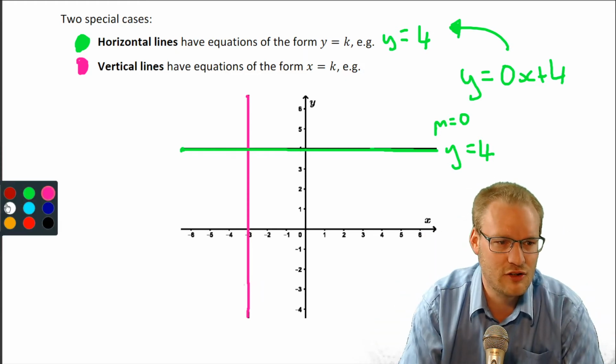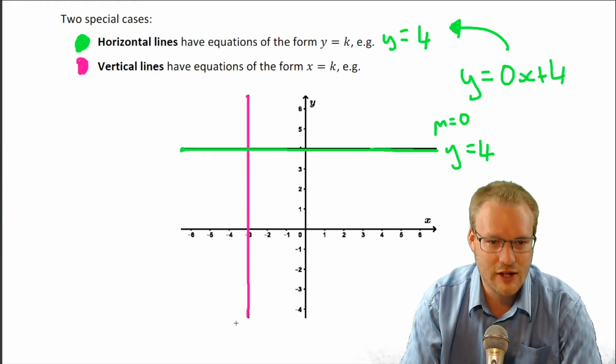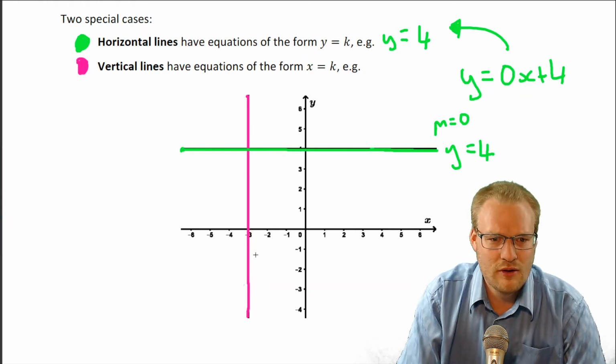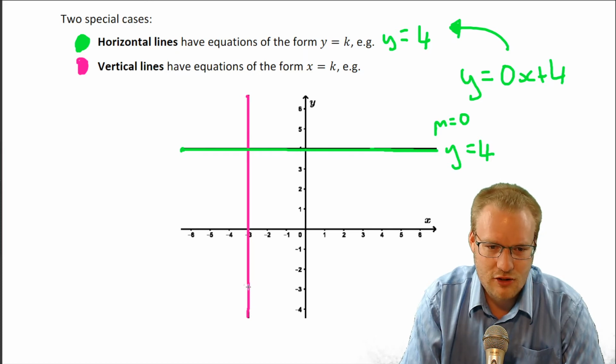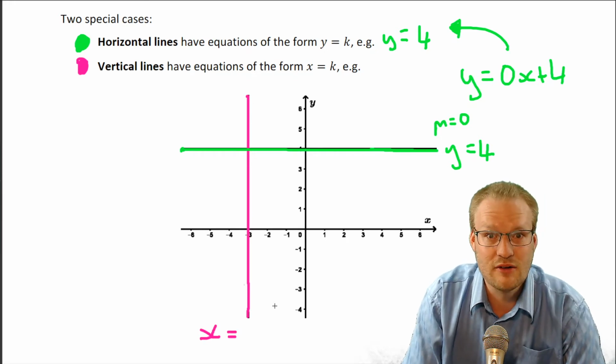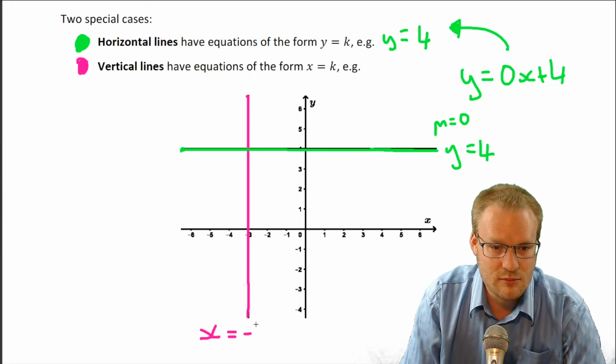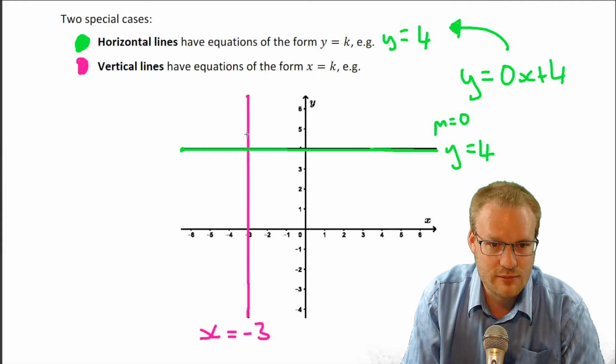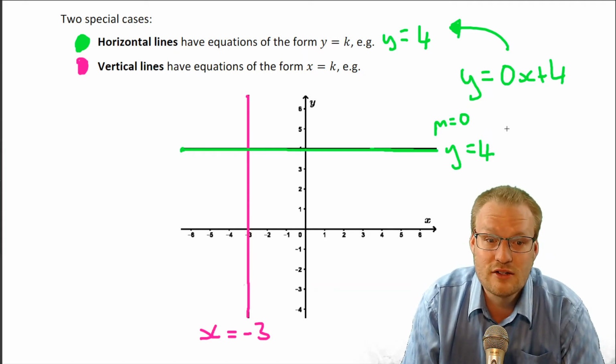Okay, for our vertical line, this pinky purple line going up and down, x is always the same number, no matter where you look. So what's the equation for this line? x equals minus 3 for this one, because x is always minus 3. There's no way of writing it in this form.